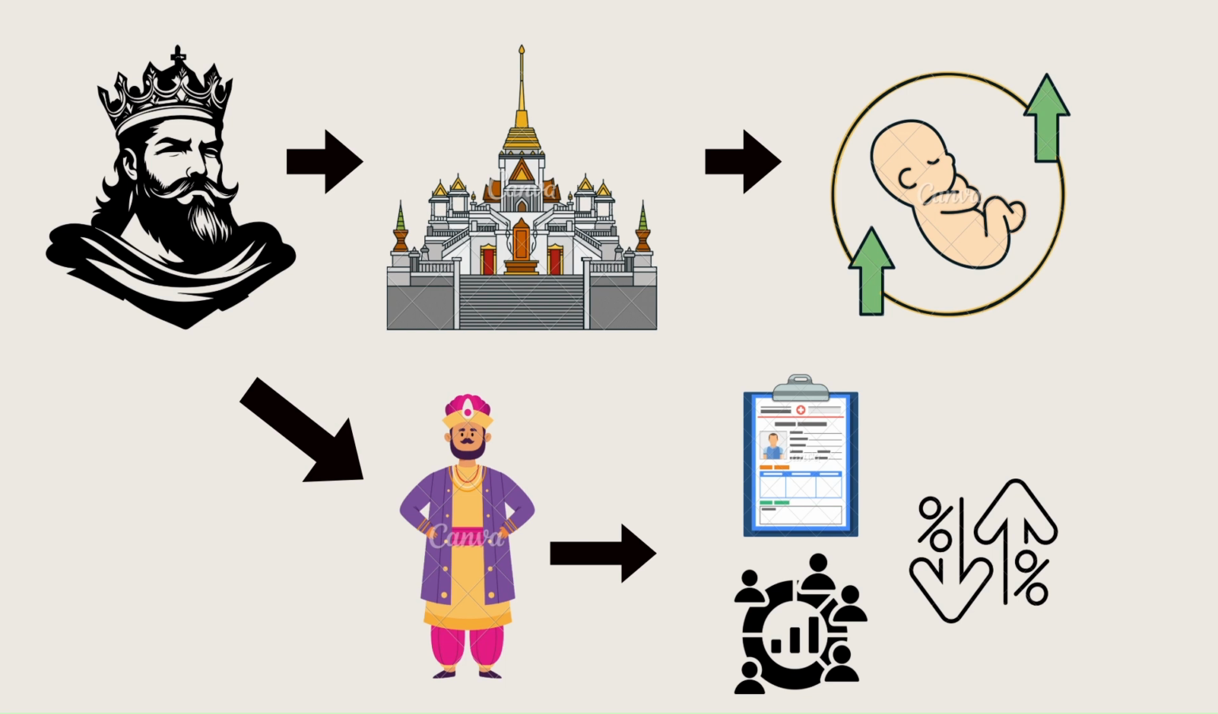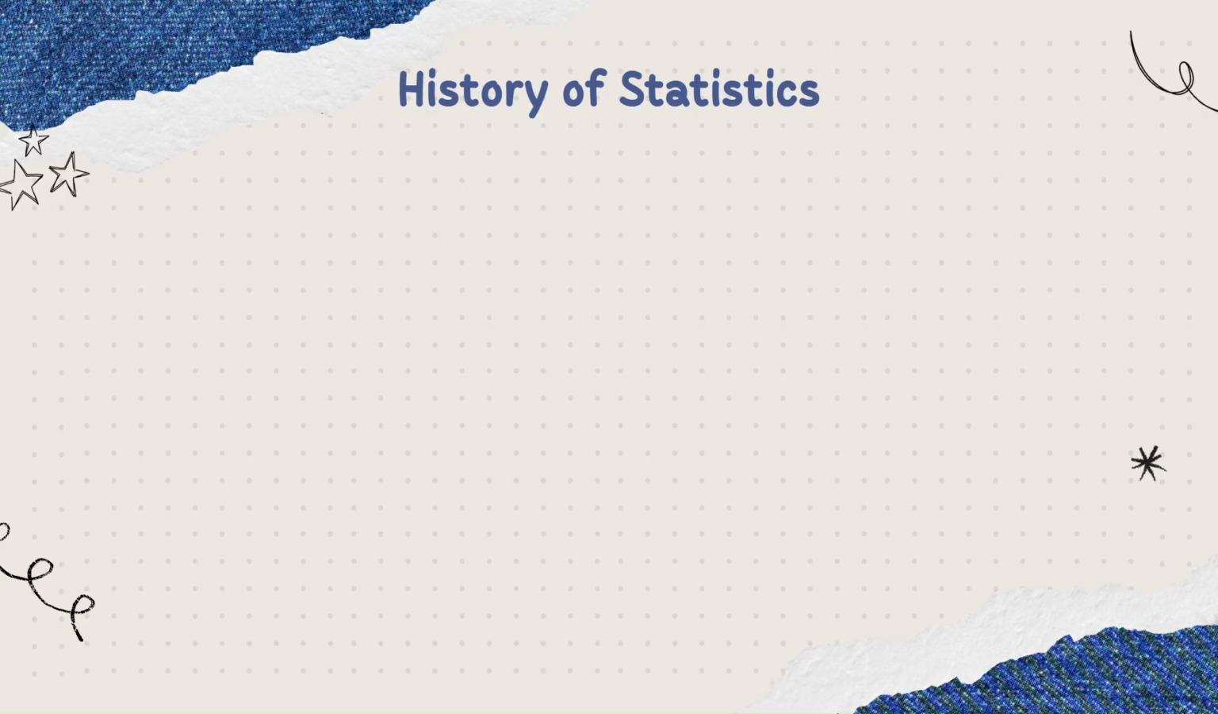And he also compares this with the previous year. So now he can tell whether his kingdom is healthy or not. For example, if the death rate has increased compared to the previous year, his kingdom is not healthy, which means he needs more hospitals. Now we jump into the history of statistics.